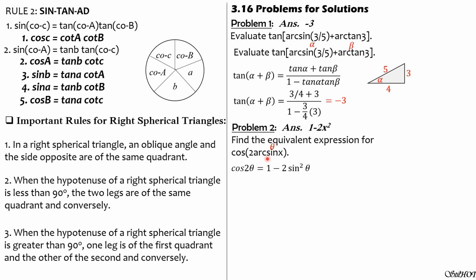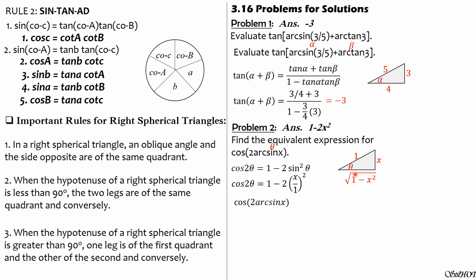If arcsine of x is theta, so sine theta is equal to x. That means opposite of theta is x, hypotenuse is 1. So sine of theta is just x over 1, or simply x. So cosine of 2 arcsine of x therefore is equal to 1 minus 2 times x over 1 squared. Simplifying, that's 1 minus 2x squared.